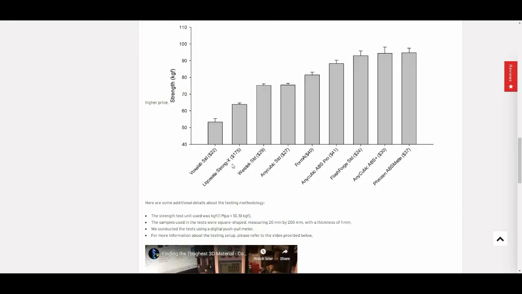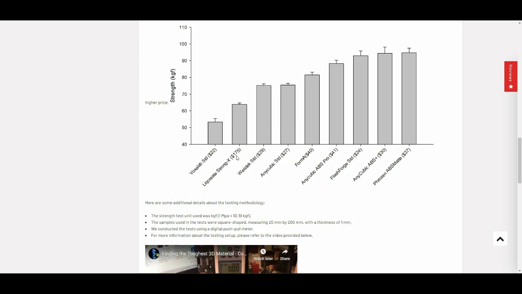The Liqcreate Strong-X scored second worst among all the resins. Liqcreate Strong is a little bit softer than others and more flexible. However, at the point of breaking, when you put the pressure on, it's just a little bit better than the cheapest resin I can find right now. So it's totally not worth its price.